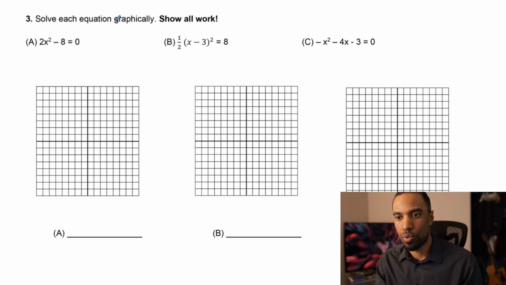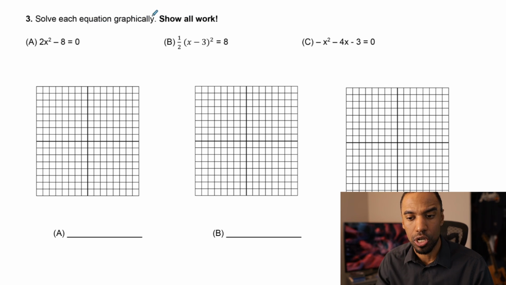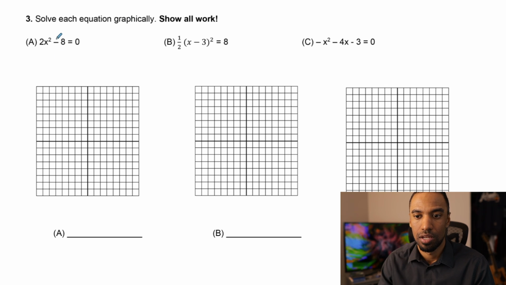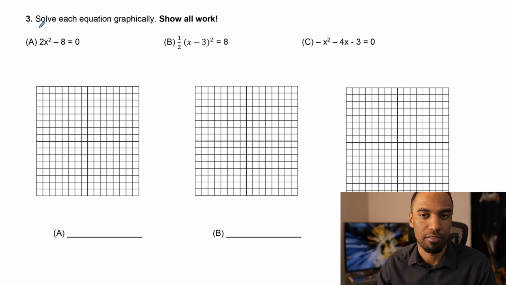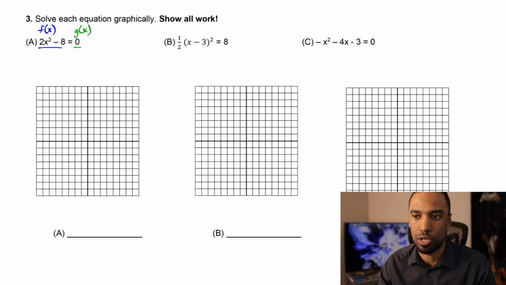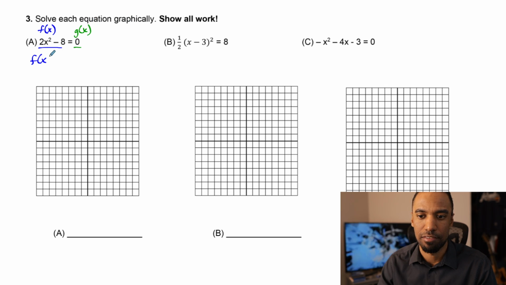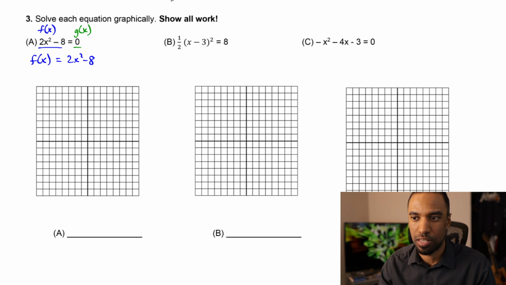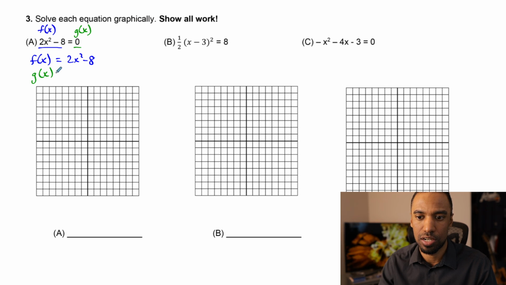Number 3, solve each equation graphically, show all work. Well, the work I'm going to show is my graph. I'm not going to be using a table with these things right here. The idea here goes back to what we did with graphing absolute value functions. Let's say that this left side here in blue is an f of x equation, and the right side is a g of x equation. We're going to be graphing this as if it is f of x, or y equals 2x squared minus 8, and this one as if it is g of x equals 0.